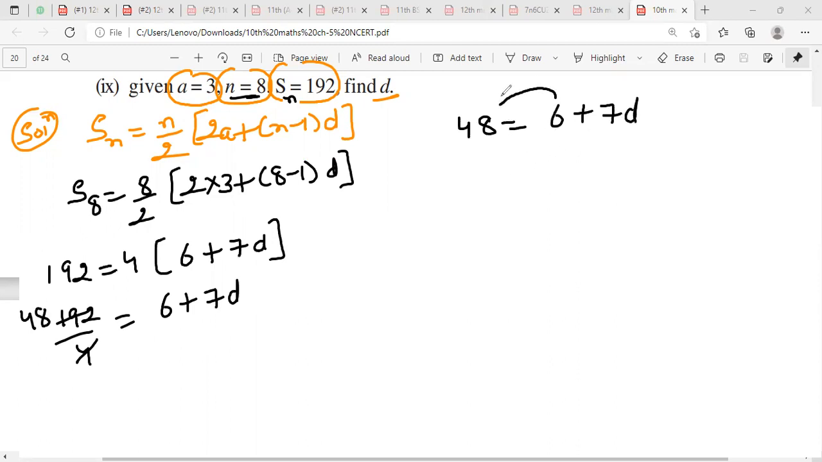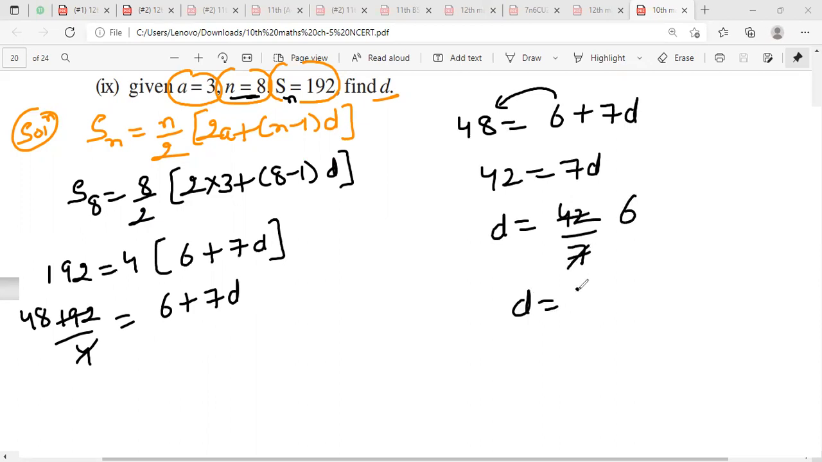48 minus 6, it is 42 equal to 7d. So d will be equal to 42/7. 7 1 जा 7, 7 6 जा 42. So value of d is equal to 6. Okay, so this is the answer of this question.